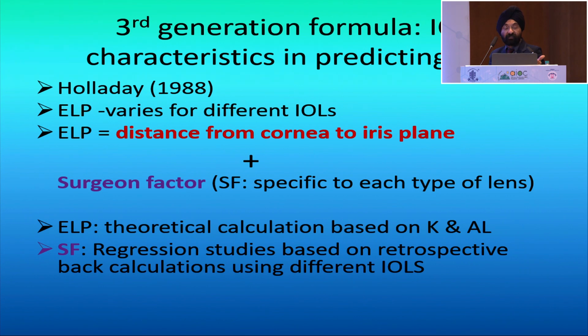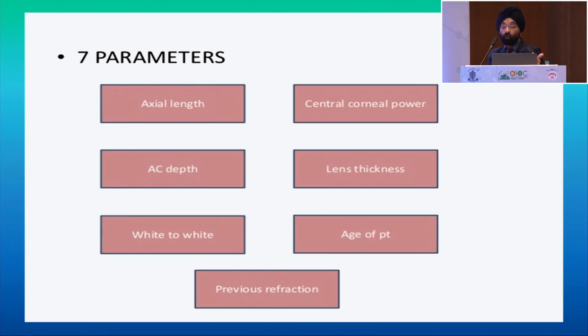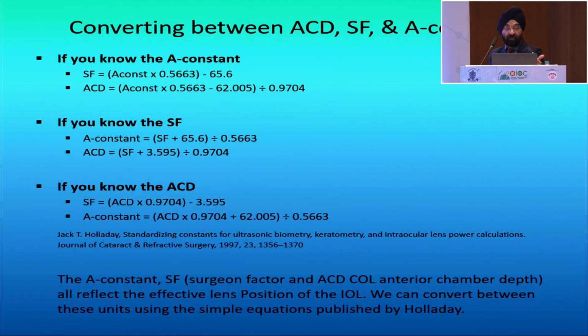The third generation formulae calculated effective lens position as the distance from the cornea to iris plane plus surgeon factor. ELP is dependent on the anatomical factors, but surgeon factor is based on regression studies based on retrospective IOL calculations using different IOLs. Holladay 2 used 7 factors to calculate effective lens position, in contrast to the older formulas, which are dependent on just 2, 3, or 4 factors. And these factors are not only axial length and keratometry, but also anterior chamber depth, lens thickness, white to white, age of the patient, and previous refraction.